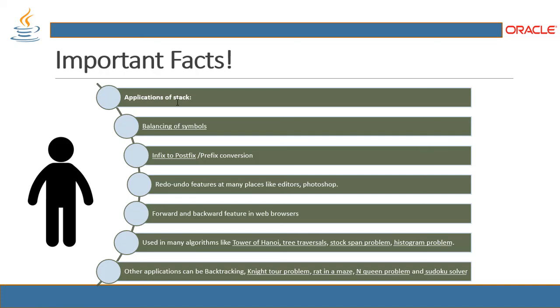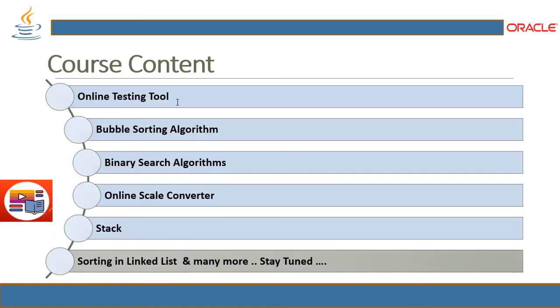Important facts. Applications of stack are mostly balancing of symbols, infix to postfix and prefix conversion, and redo and undo features at many places like editors and Photoshop, and the forward and backward feature in web browsers. It is used in many algorithms like Tower of Hanoi, tree traversal, stock span problem, and histogram problem. Other applications can be backtracking, knight's tour problem, rat in a maze, n queen problem, and Sudoku solver. So these are the places where we use stack implementation. So this is all about the stack algorithm and implementation demonstration in Java using arrays.